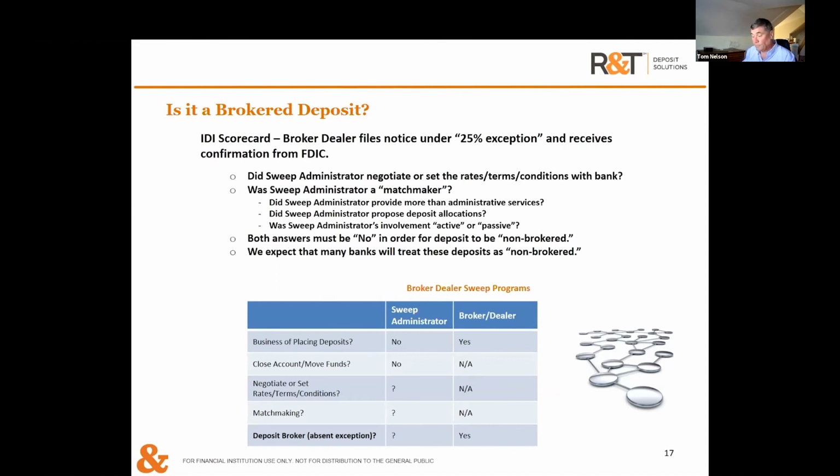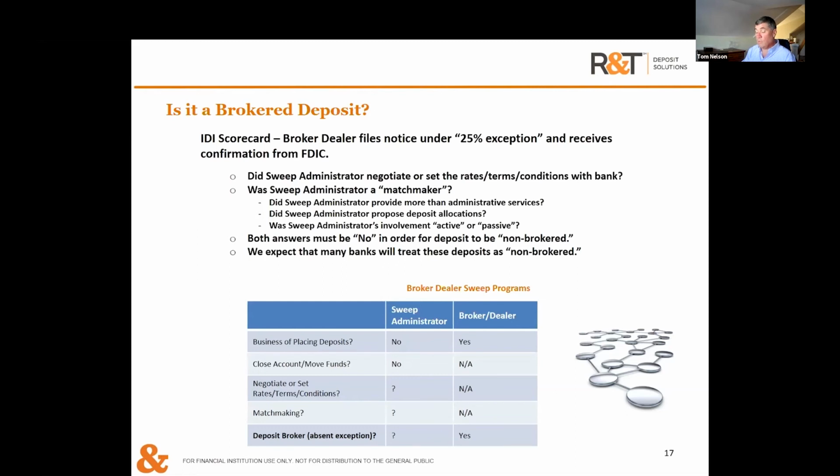If, however, the bank negotiates directly with the broker-dealer, custodian, or trust company, Rich and Tang will not be setting rates, negotiating terms, etc. We will not be matchmaking, because the broker-dealer will be telling us where to place deposits. We will not be telling them where to place deposits.